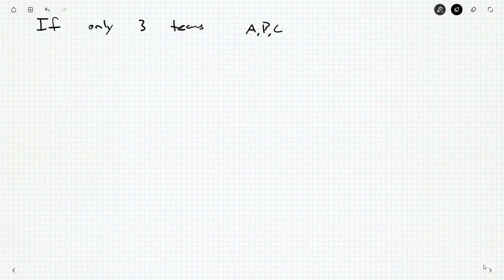Maybe A, B, and C. So, by our reasoning, we can have 2 times 2 plus 1 over 2. So 3 games, and that's 2 to the 3, or 8 outcomes. So I can actually list all these outcomes out.